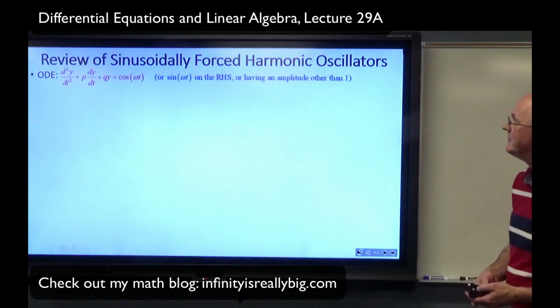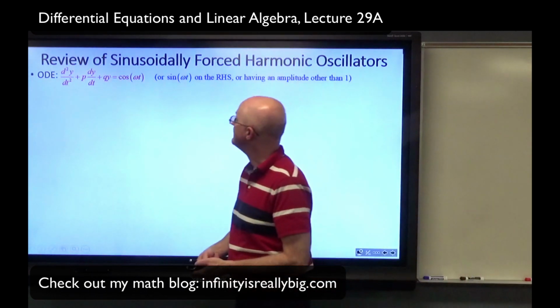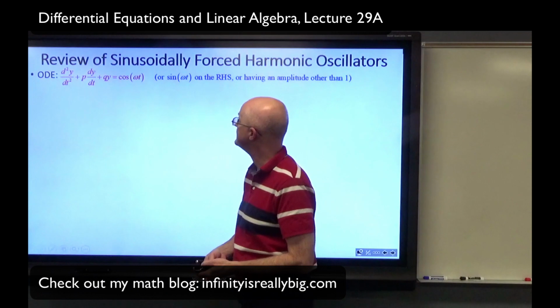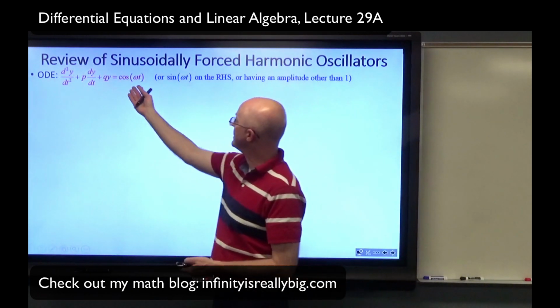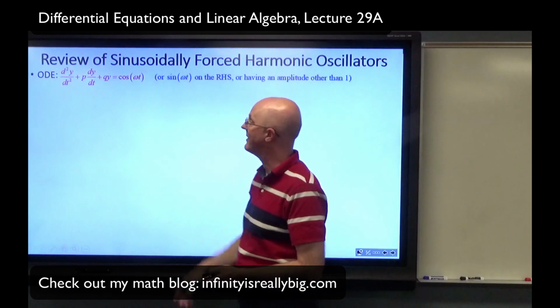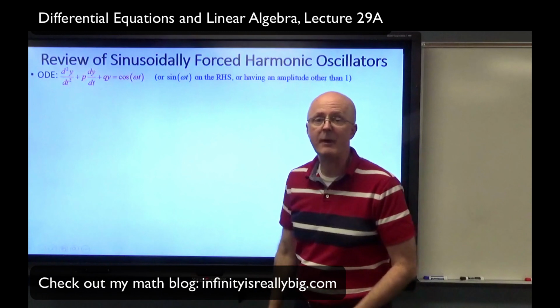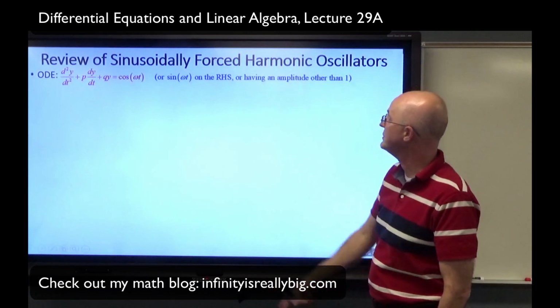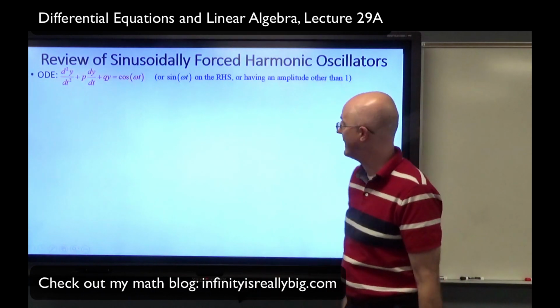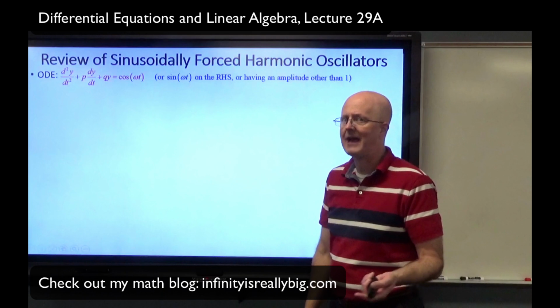So here's our ODE, second derivative of y with respect to t, plus p times the first derivative, plus q times the function itself. That's the left-hand side. It is a forced equation. We're going to have cosine of omega t on the right-hand side. I can modify this. I could make it a sine of omega t on the right-hand side instead of a cosine. I could also have a different amplitude other than 1, like 2 or 3 or whatever. And I did talk about what to do in that context in the last lecture.